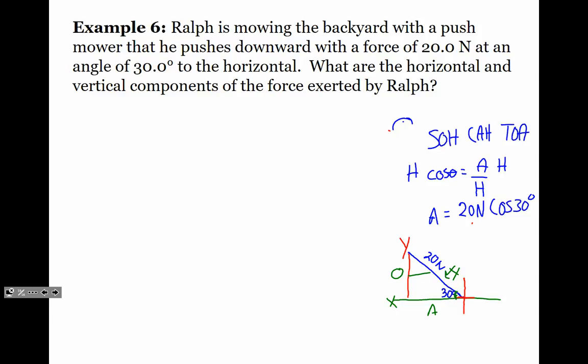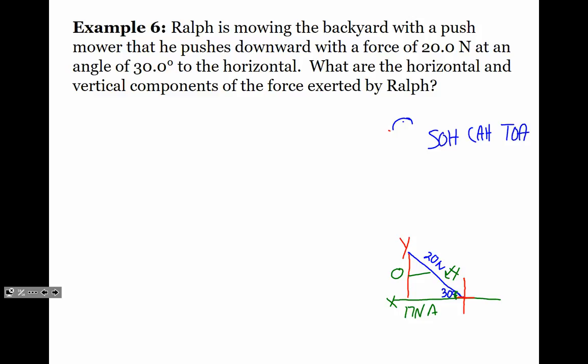20 cosine 30 is 17.3205. I'm asking you to write 17. So A equals 17 newtons. So 17 newtons. And so now I have found that. And now I can find the other one. So because I want to stick with 20 and 30 because those were numbers that were given to me, and maybe I did it wrong for 17. Maybe I got that one wrong.